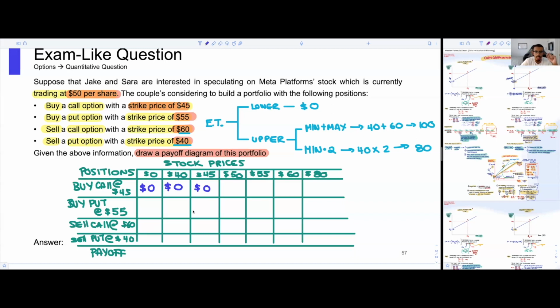Now, what about if the stock price is $50 on the market? And we have a call option at $45. This is where the magic happens, because we know that typically we could only buy the stock at $50 on the stock market, but now we have the option to exercise our call at 45 bucks.